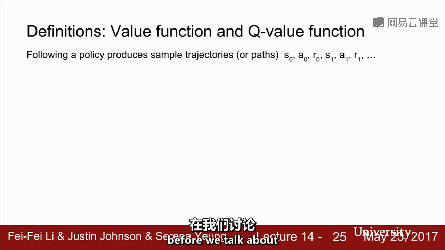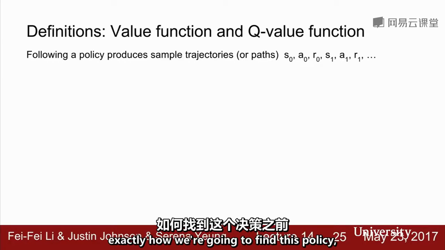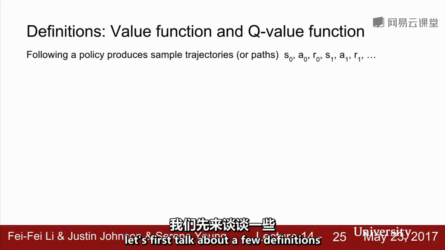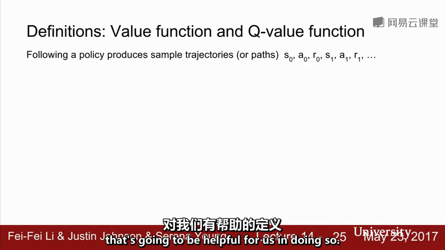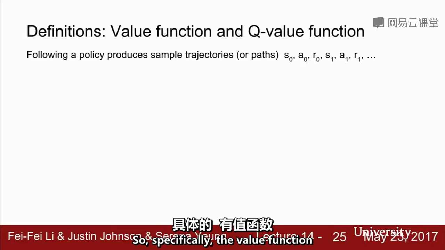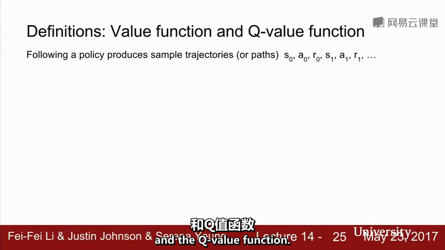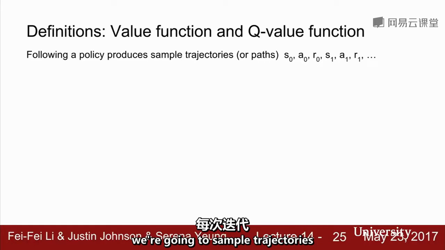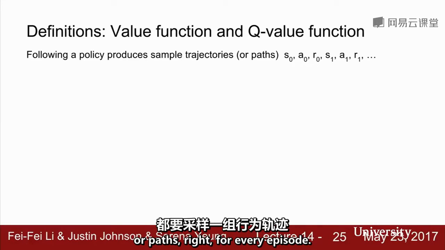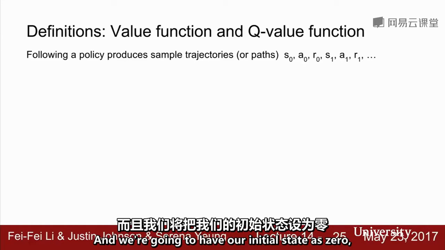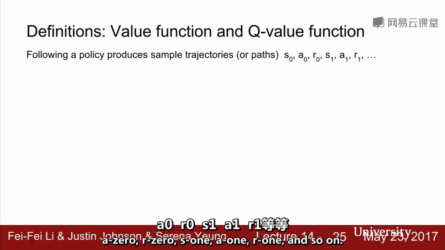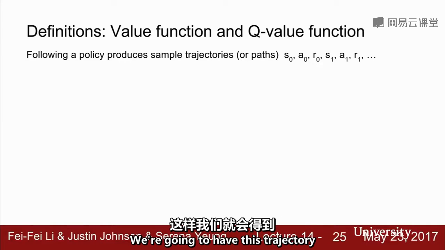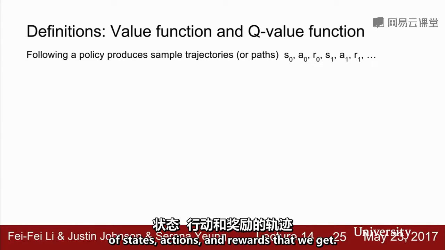Okay, so before we talk about exactly how we're going to find this policy, let's first talk about a few definitions that are going to be helpful for us in doing so. Specifically, the value function and the Q-value function. As we follow the policy, we're going to sample trajectories or paths, right? For every episode, we're going to have our initial state S0, A0, R0, S1, A1, R1, and so on. We're going to have this trajectory of states, actions, and rewards that we get.